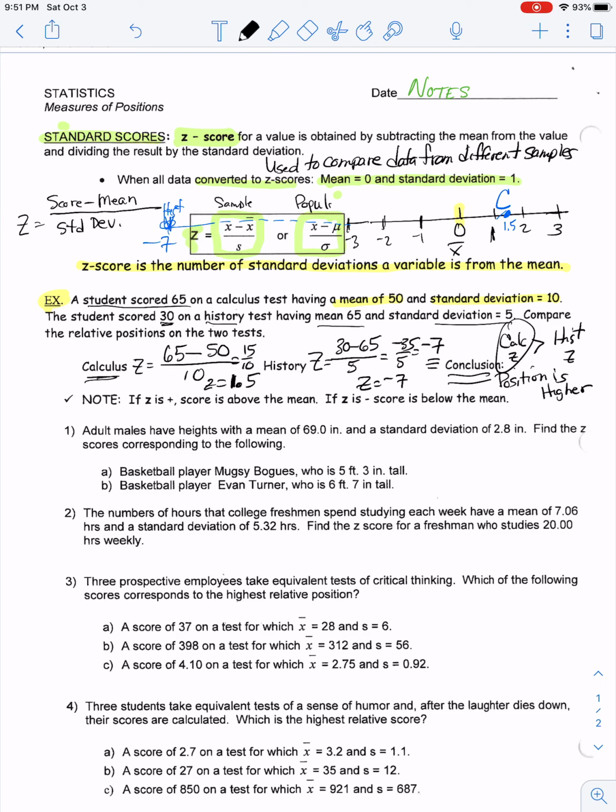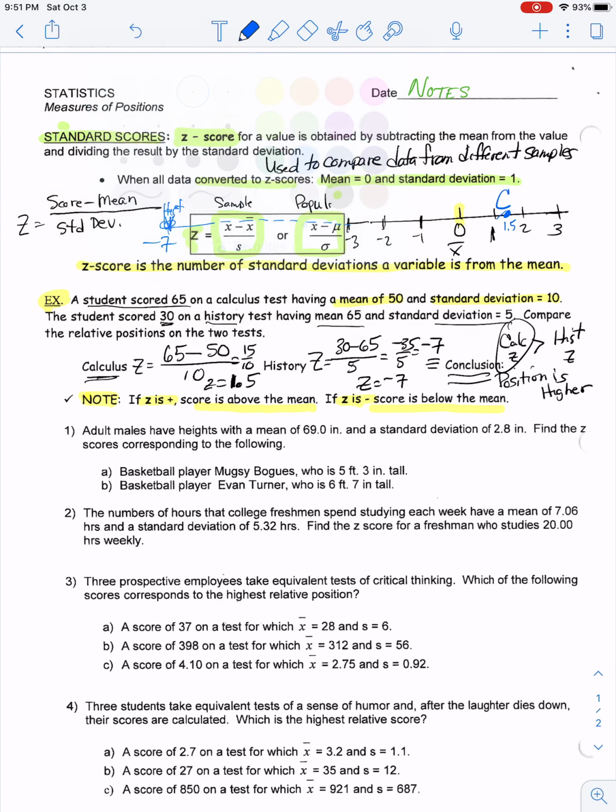Something to notice here, and I put this in just in case: if a z is positive, the score is above the mean. If the z is negative, the score is below the mean. So it is absolutely okay to have a positive or a negative z-score. It's just above average or below average.